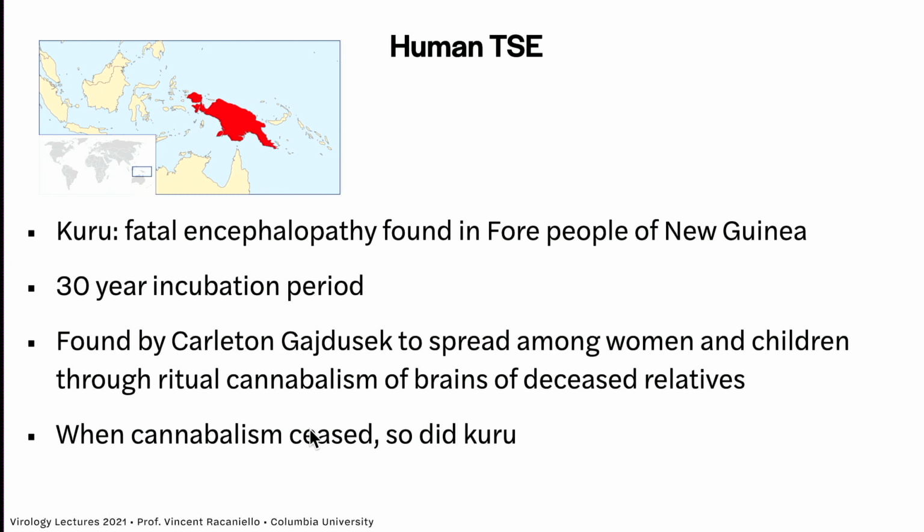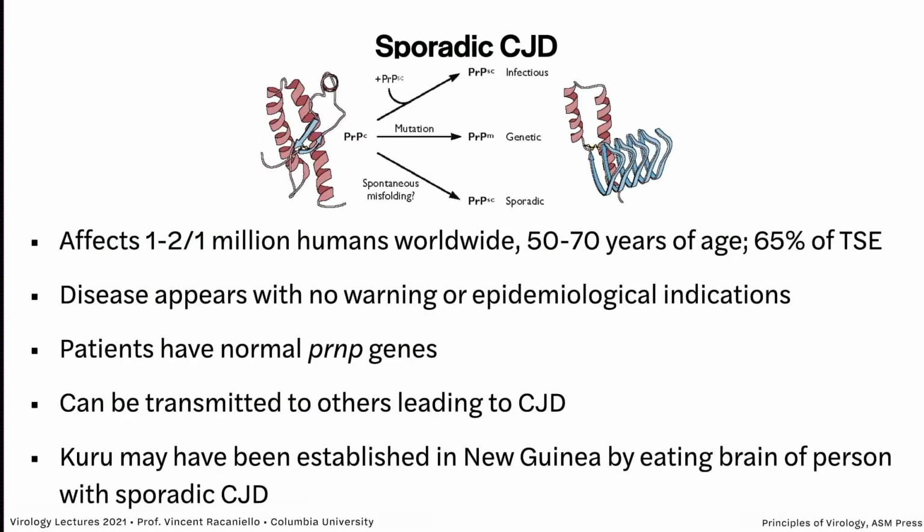So somehow the prion goes from your intestine to the brain. We don't actually know how that happens. Then there's sporadic Creutzfeldt-Jakob, where the protein misfolds spontaneously. This is very rare. One or two out of a million humans globally. These people are typically 50 to 70 years of age. And this accounts for 65% of the thousands of cases of TSEs every year. It appears with no warning. There's no epidemiological indications. These patients have normal genes, and they can transmit the disease to others. If they donate blood or a cornea or whatever, they can transmit the infection.